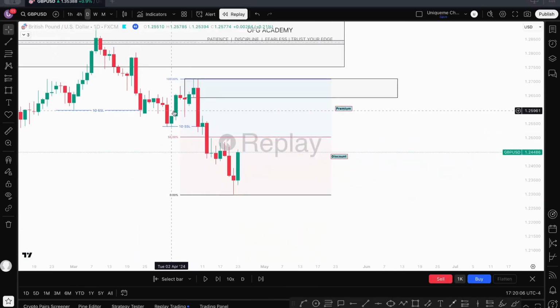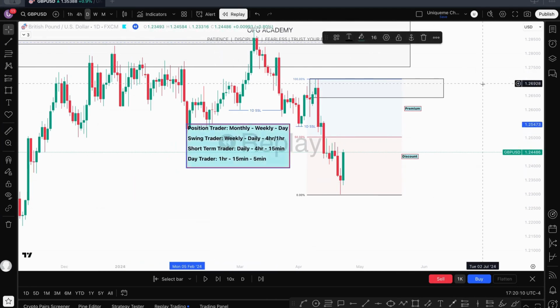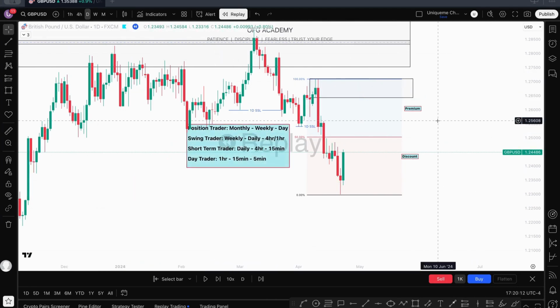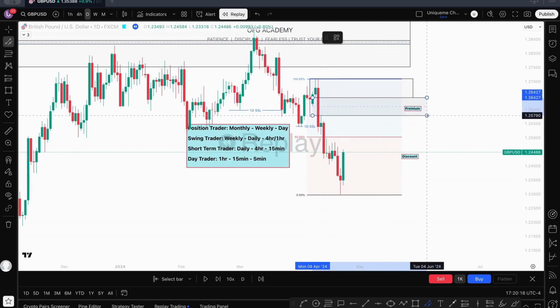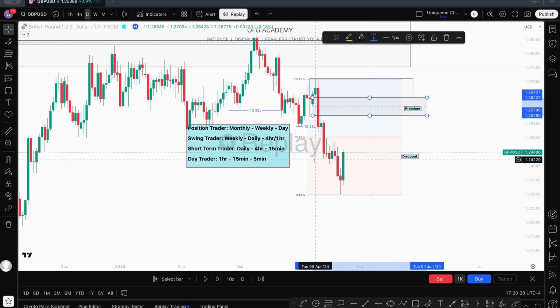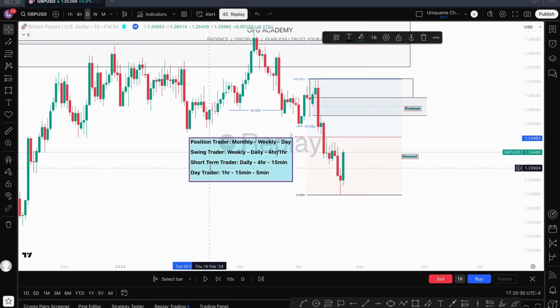On my other block, what do I have? Sorry, on my diagram, what is in discount? My institutional reference point, other block, fair value gap. I have my fair value gap here. What do I have again? Is there a breaker block? No. Is there a mitigation block? No. Is there liquidity void? No. Is there rejection block? No.